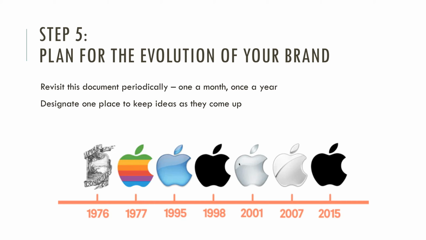And then step 5, in the real world, you need to be always thinking about the evolution of your brand. Naturally, in this class, we're not going to get to that because when we're done, we're done. But in the real world, you need to revisit this document every now and then, once a month, once a year, whatever you and your team decide, because things do change. And when you come up with new ideas, you need to have a place to keep them.